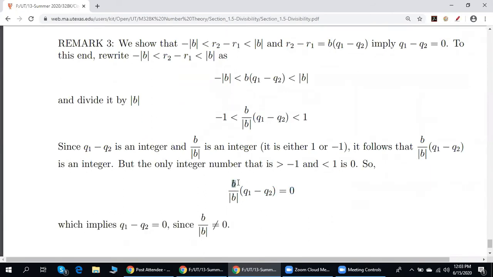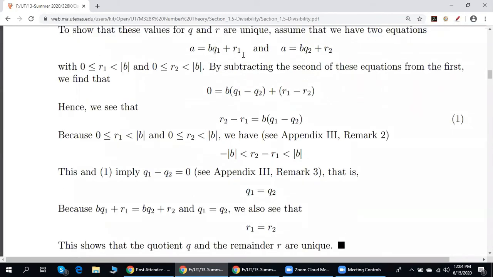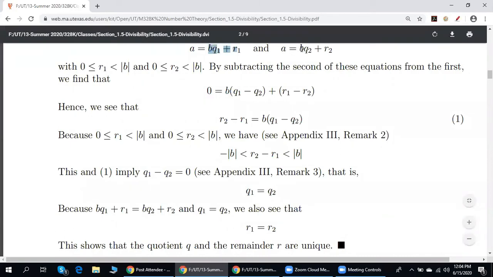But remember, b is not equal to 0. Since b is not equal to 0, this is not equal to 0. But the product is 0. Conclusion: there is no escape. q1 minus q2 is equal to 0. It's exactly what we have here. Finally, since q1 minus q2 is equal to 0, q1 is equal to q2. Very last step. Remember, this and this are equal to a.